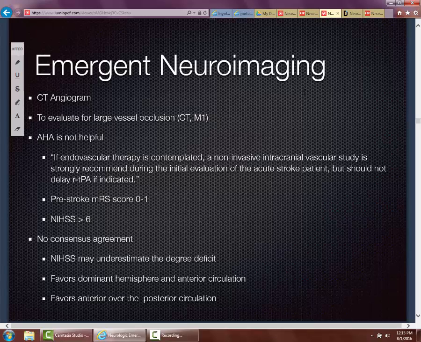They go on to say that you shouldn't be considering mechanical thrombectomy if the patient's not independent prior to presentation, or if they have an NIH stroke scale that's smaller than 6. So if it's greater than 6, they do recommend it. This creates a lot of problems because there's now no consensus agreement of when to get angiography in the initial management of stroke. And the criticism that came out immediately after this statement was that the NIH scale greatly underestimates the degree of deficit, especially if it's a non-dominant posterior circulation problem. It's going to underestimate the degree of deficit.